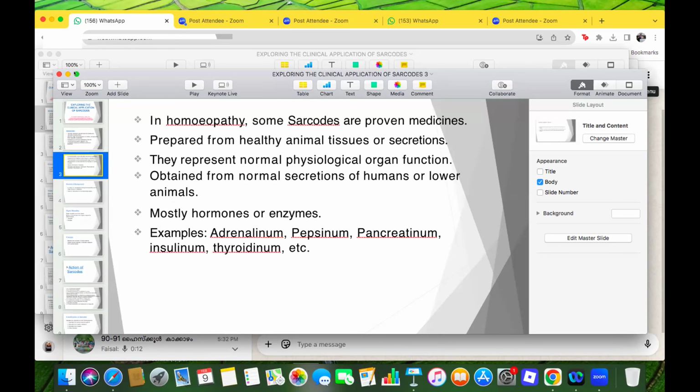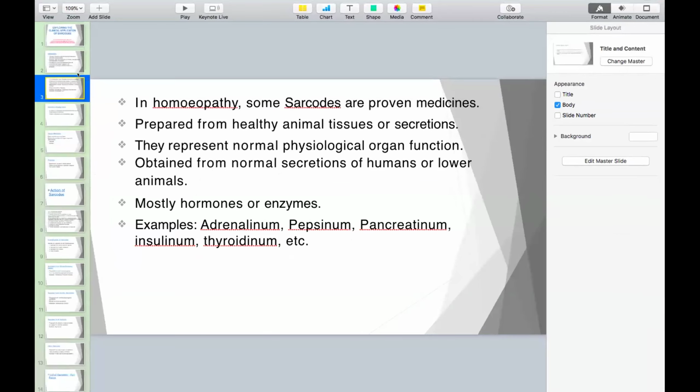In homeopathy, sarcodes are proven remedies prepared from healthy animal tissues or secretions, and they represent physiological organ functions obtained from the normal secretions of humans and lower animals, mostly hormones and enzymes. Basically these are adrenalinum, pepsinum, pancreatinum, insulin, thyroidinum, etc. All of these are sarcodes. Next.